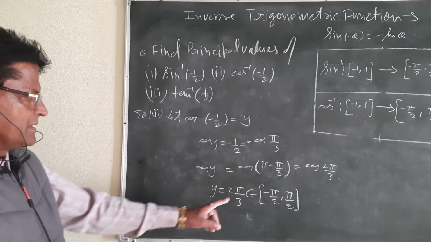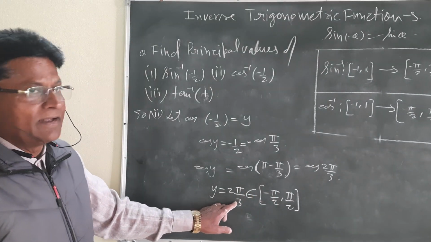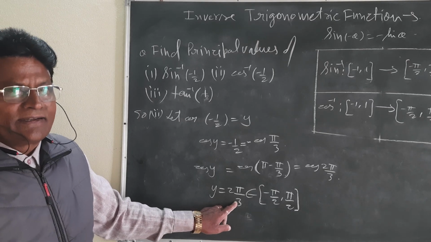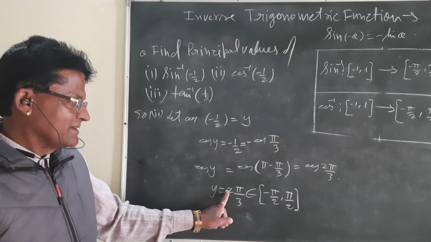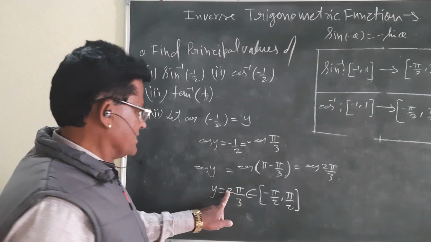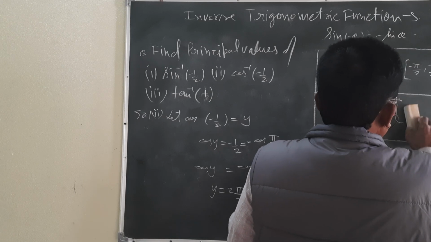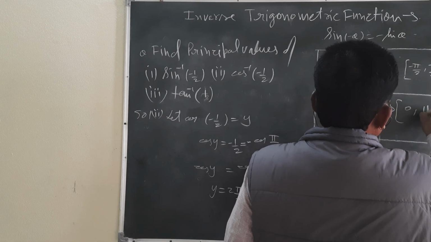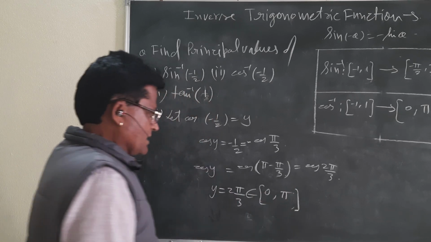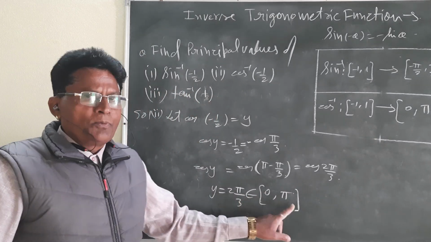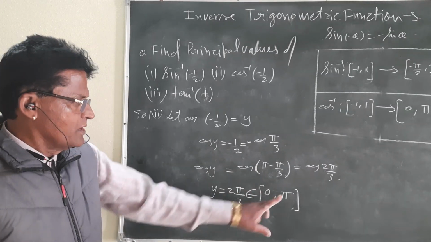Pi by 3 is 60 degree. 60 into 2 is 120. Sorry, it will not be this one. A little correction: its range will be 0 to pi, not minus pi by 2. Its range will be 0 to pi. Correction is there. That is why this thing will be 0 to pi.